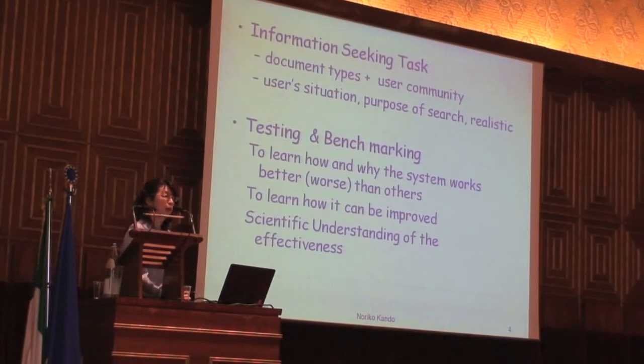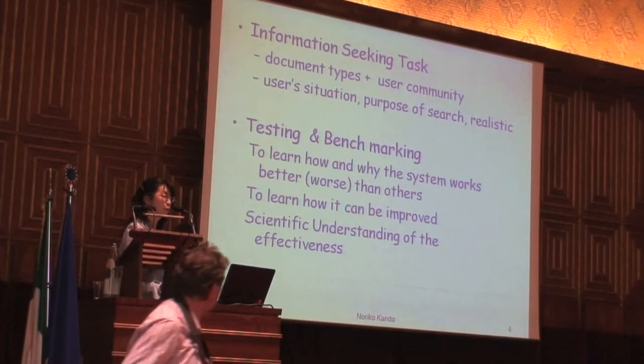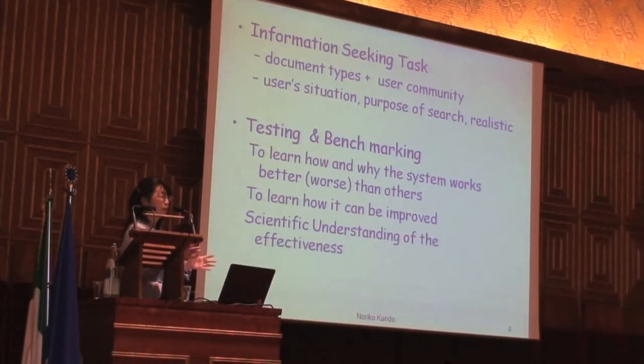During the NTCIR, we try to think of the information seeking task behind the experimental setting. If we set the document type or document journal, there is a typical user community to use that document in the ordinary life for a particular purpose. Then what is the user's situation and purpose of search and realistic usage? Then if we plan and design the experiment, realistic situations are really complicated, uncontrollable.